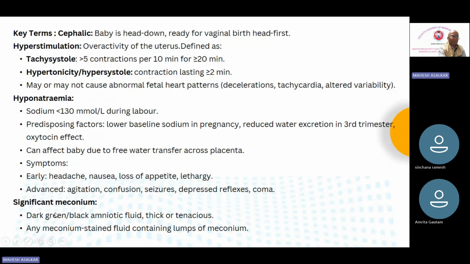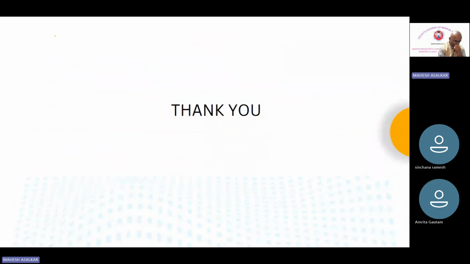Significant meconium, the definition is dark green or black amniotic fluid, thick or tenacious, and any meconium-stained amniotic fluid containing lumps of meconium. So that is called significant meconium. So these are the couple of things from the intrapartum care. That finishes this particular guideline.